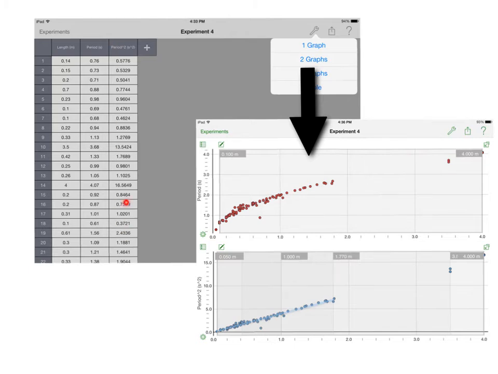Now that I have my data in my data column, I'm going to go to the little wrench icon and hit 2 graphs, which will bring up my original graph of the original data and also my new set of data. Now you might have to play around a little bit with the axes, and you might get both sets graphed on one of them or something like that. But if you tap on the axes, you can select which set of data you want on which axis.